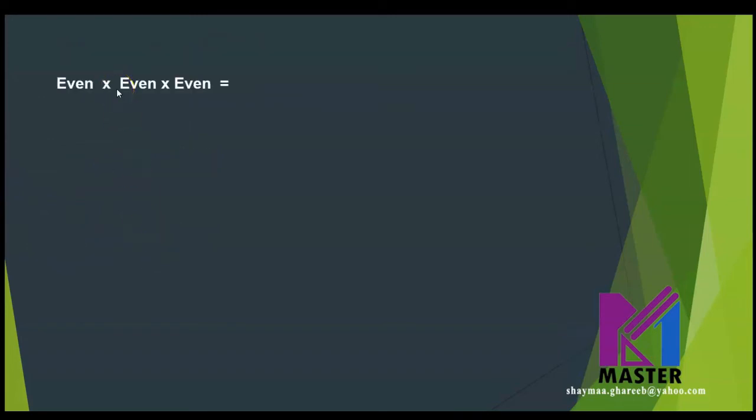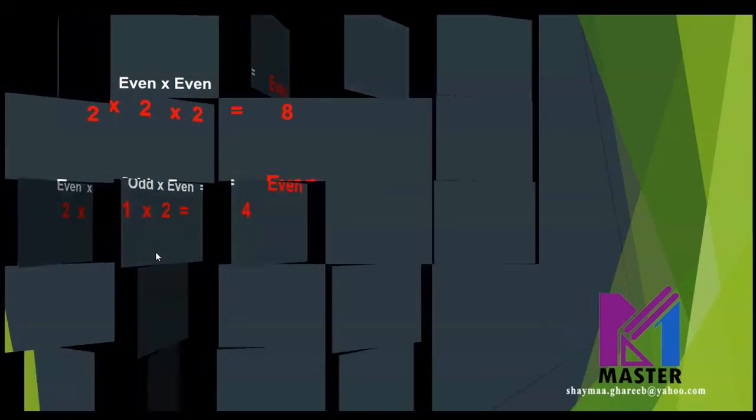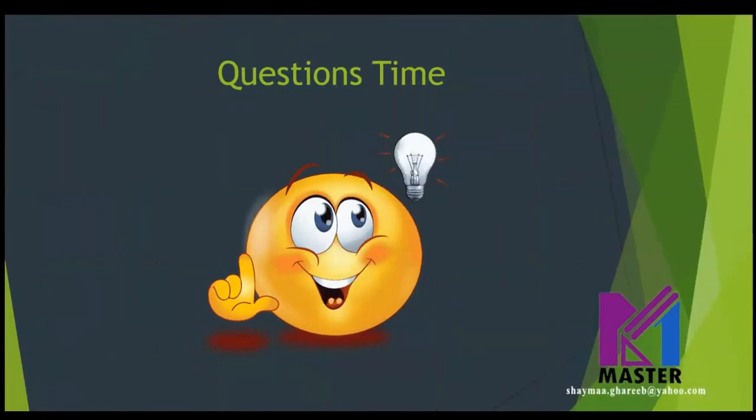Okay, we just substitute. Even times even times even, what do you think? And here, let's see, it's 2 times 2 times 2, 8, which means even. Even times odd times even, let's see, 2 times 1 times 2, which is 4, which is even. So when I multiply 3 even numbers, the answer will be even. 2 even numbers and 1 odd number, the answer will be even.